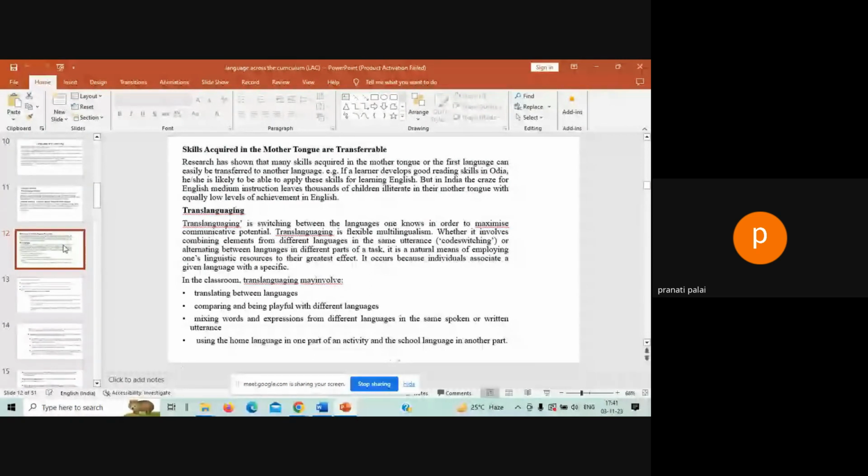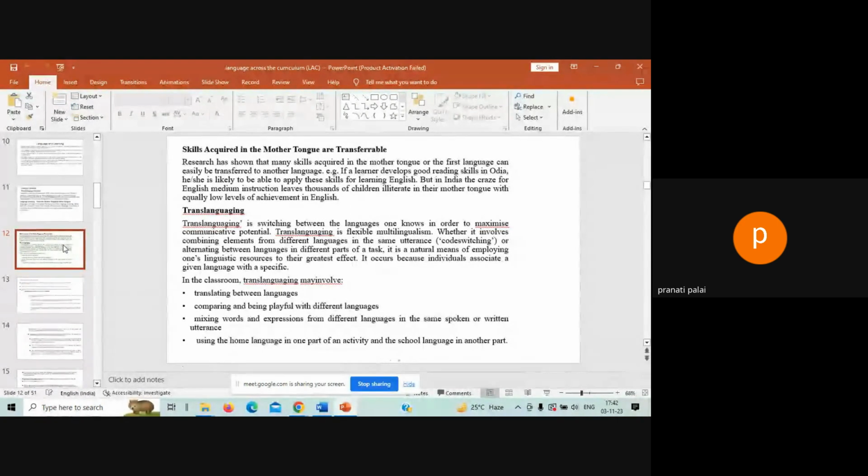So translanguaging is flexible multilingualism, whether it involves combining elements from different languages in the same utterance or alternating between languages in different parts of a task. It is a natural means of employing one's linguistic resources to their greatest effect. It occurs because individuals associate a given language with a specific context. In the classroom, translanguaging may involve translating between languages.